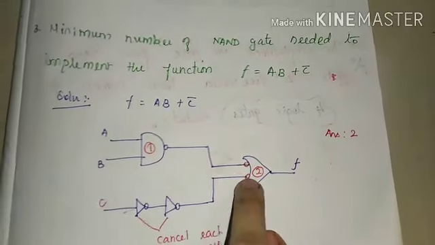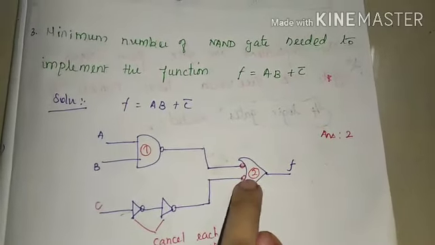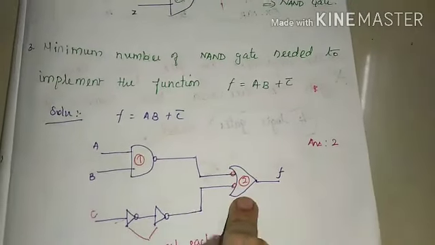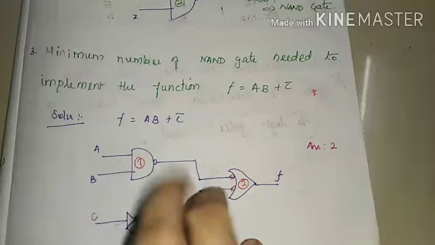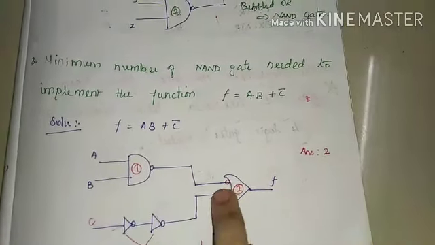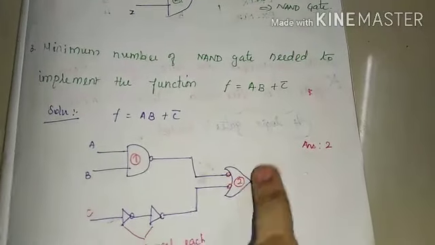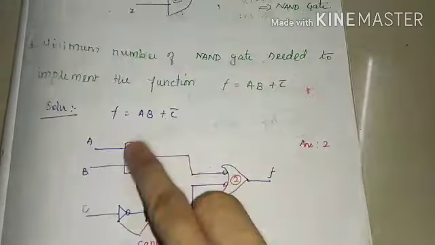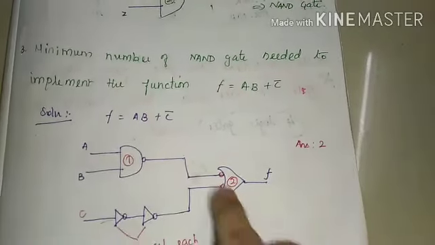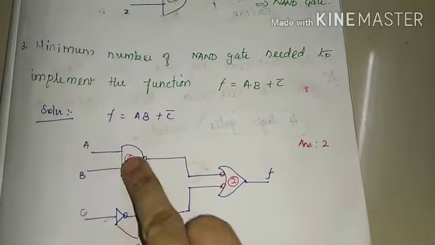See, here we have introduced one bubble sign, right? So after this bubble, the C will become C bar. So AB plus C bar. At last I have introduced all these bubbles. So finally the number of NAND gates will be 1 and 2. The bubbled OR gate is said to be a NAND gate.